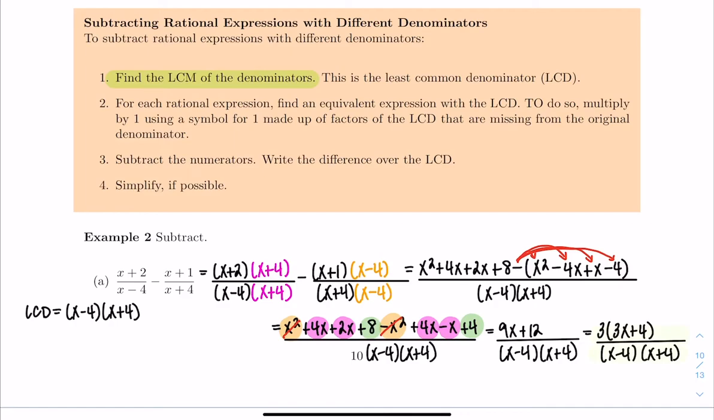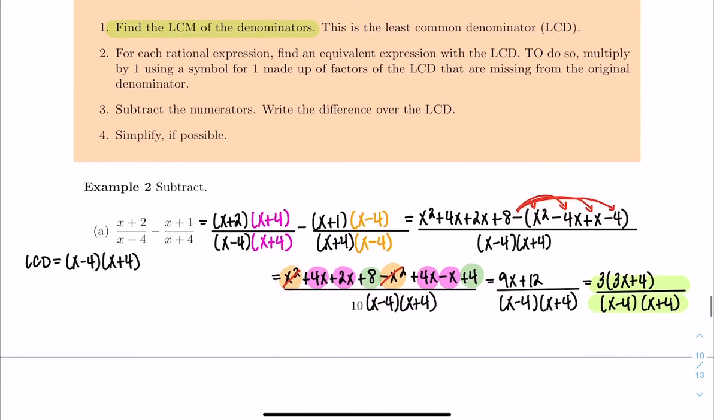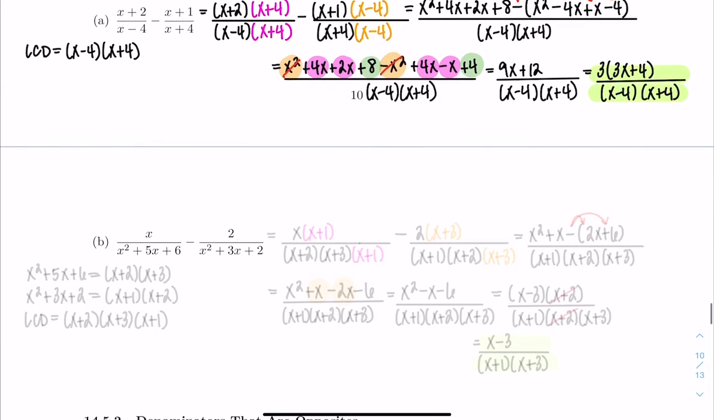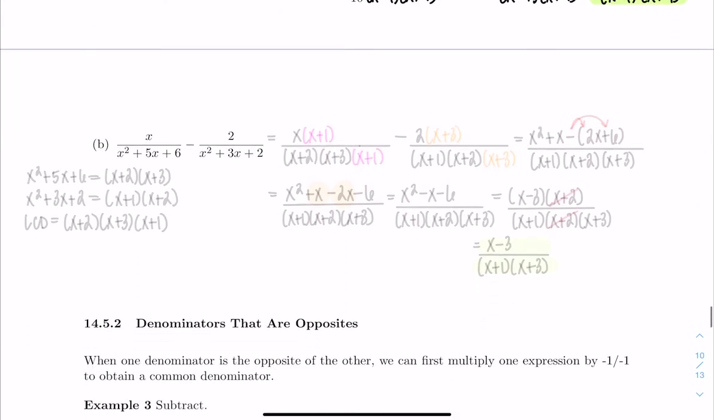And so it works exactly the same way as the addition did. The only thing that changes is you have to be very careful with that negative. So let's go ahead and try another one.